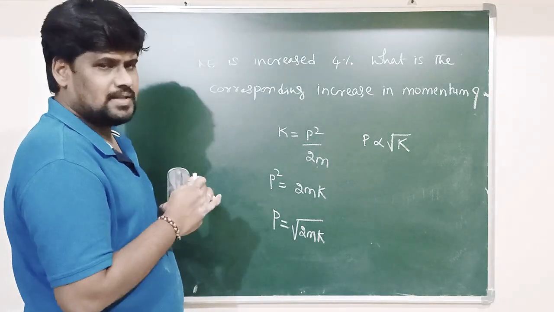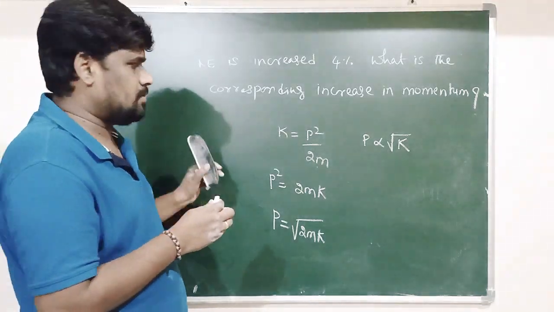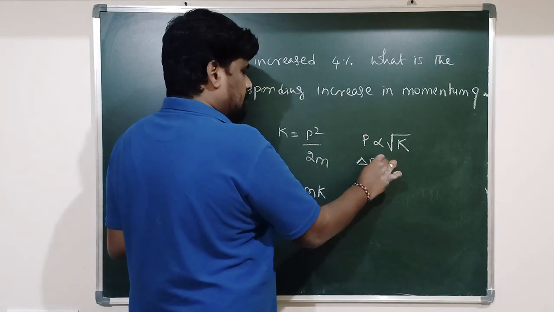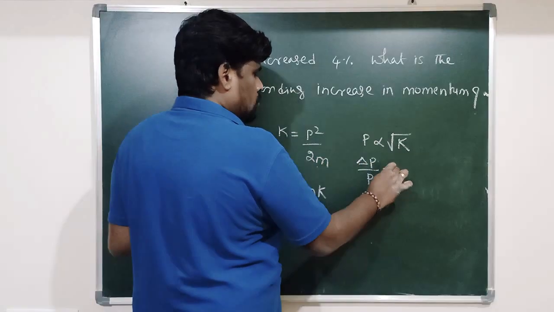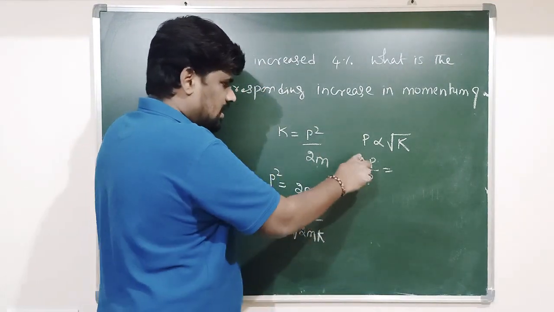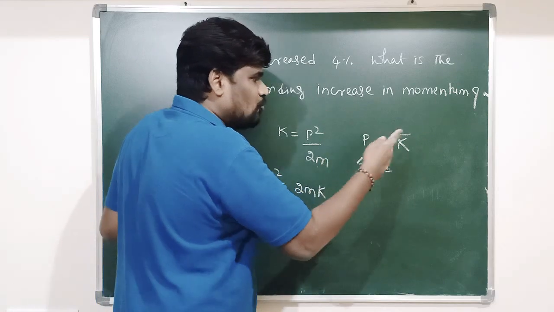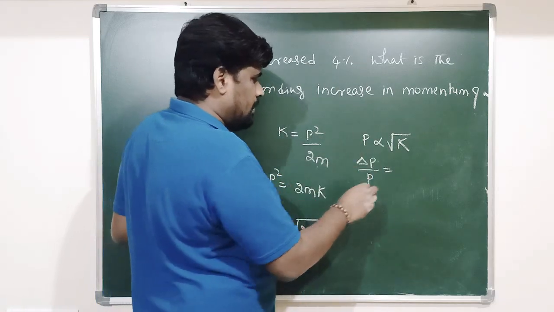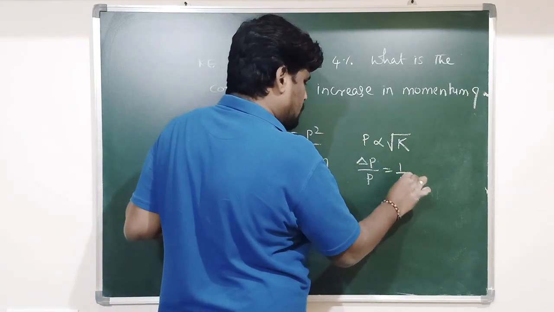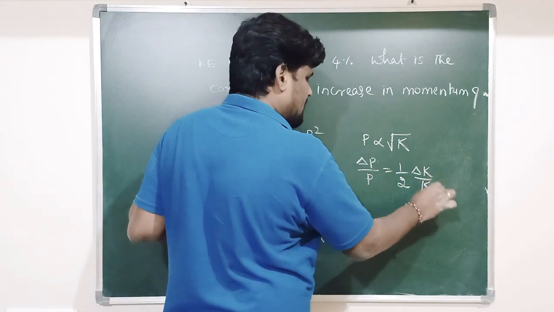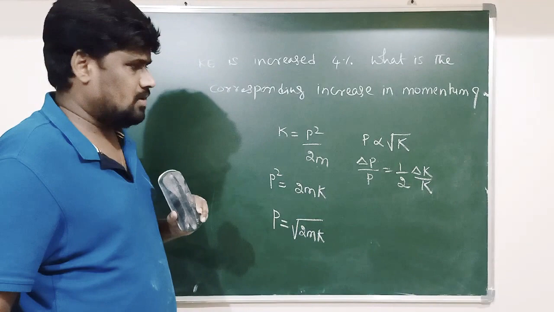Now I will apply the concept of error here. Delta P by P should be equal to, since we have root K, which is K to the power 1 by 2, 1 by 2 times delta K by K. Got my point?